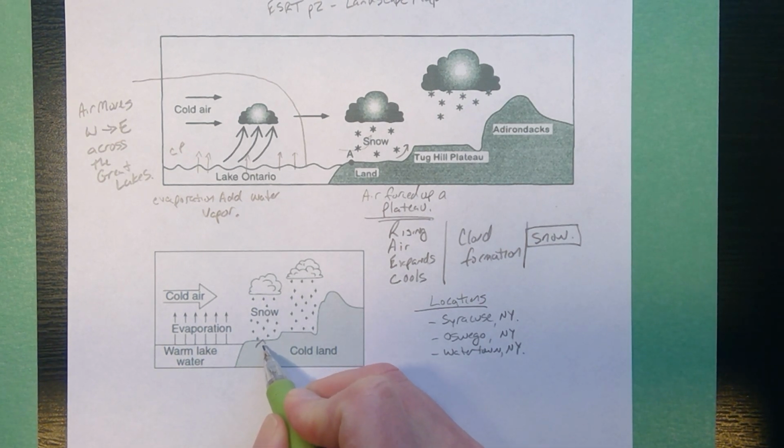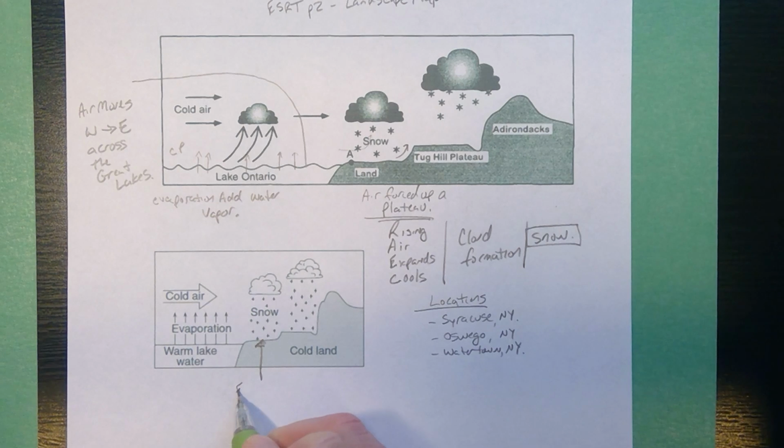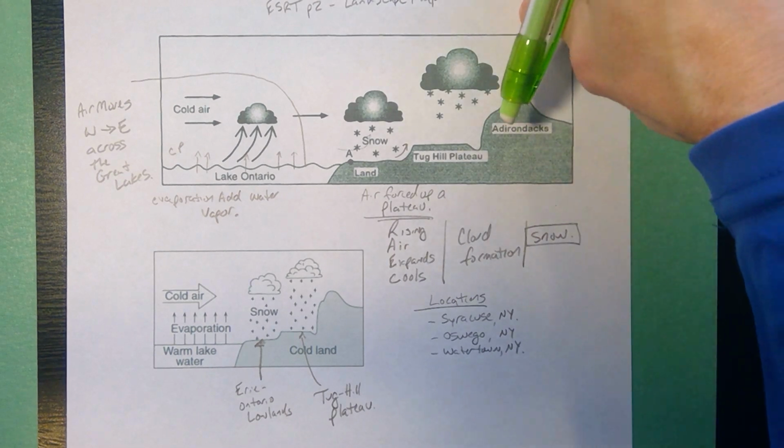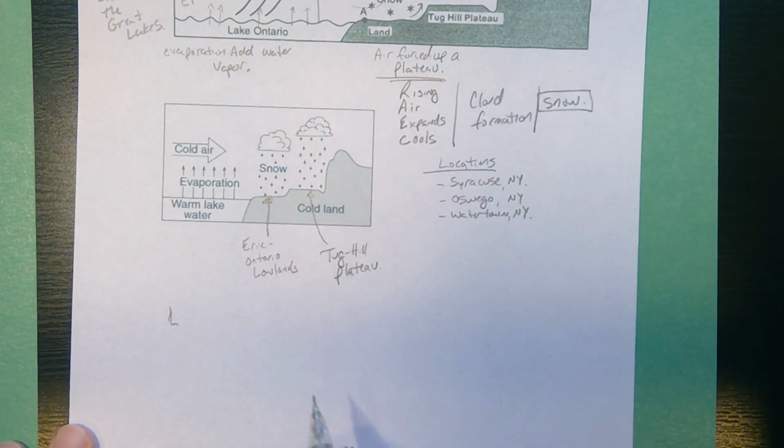Now, they did not label it, but you can see that this flat, low-lying area would be the Erie, Ontario lowlands. Adjacent to it here, once again, this would be the Tug Hill Plateau.